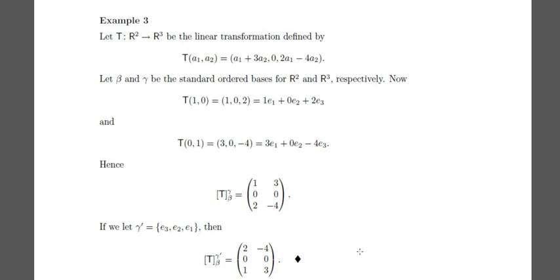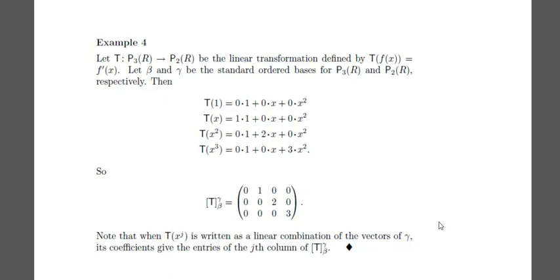Now suppose we change the basis to gamma dash equal to e3, e2, e1. Then again proceeding similarly we get this matrix with columns (2, 0, 1) and (minus 4, 0, 3). Next example, if you have a mapping from P3(R) to P2(R) defined by T of f(x) is f dash x. So the standard basis for P3(R) is 1, x, x square, x cube and the basis for P2(R) is 1, x, x square.